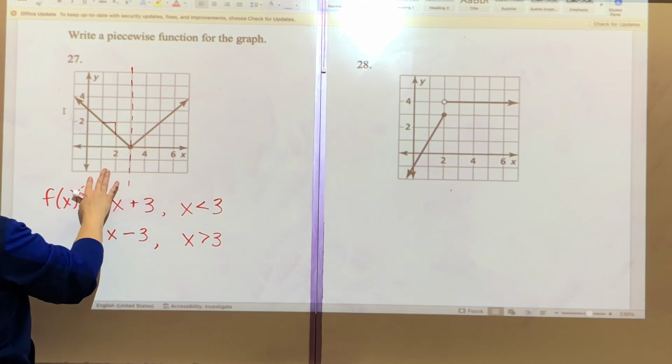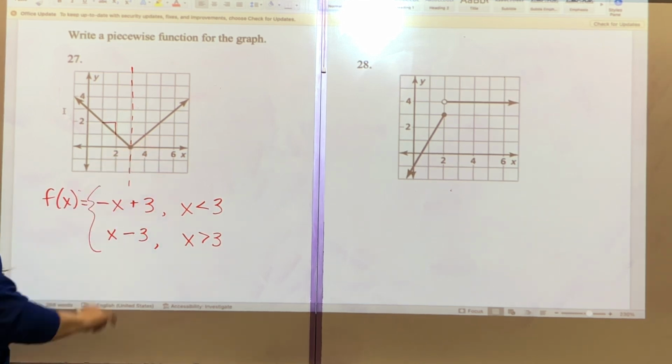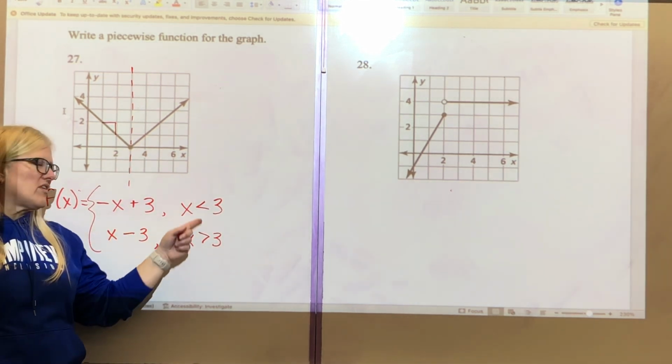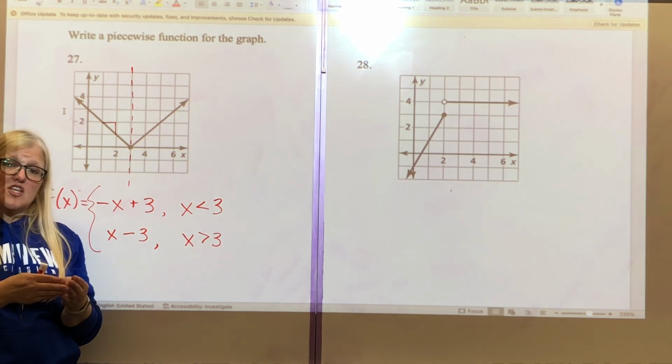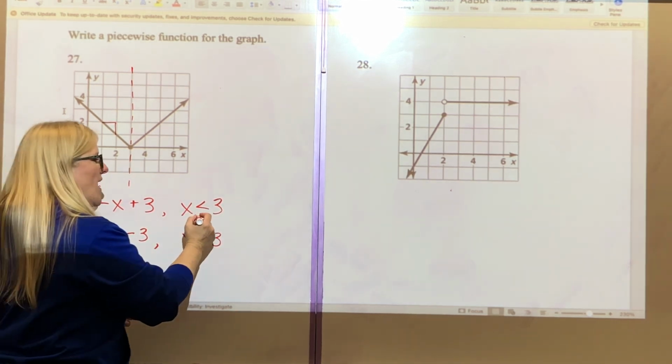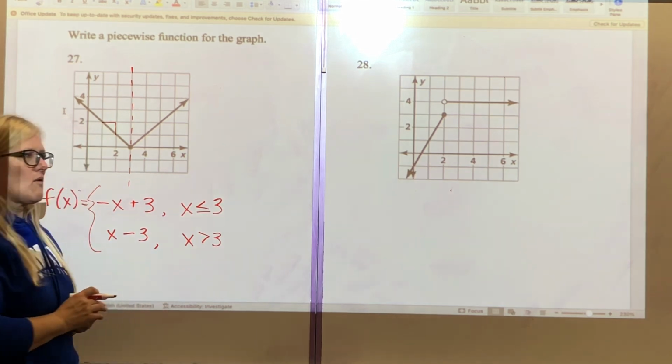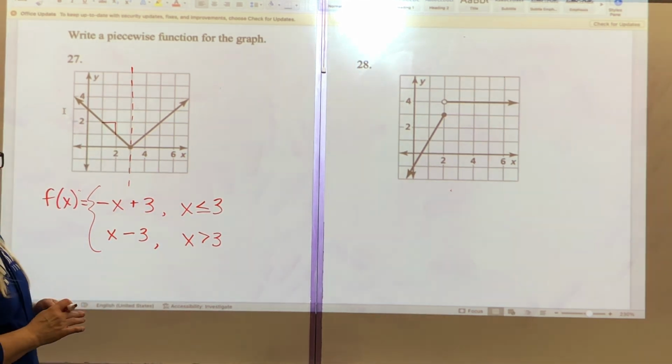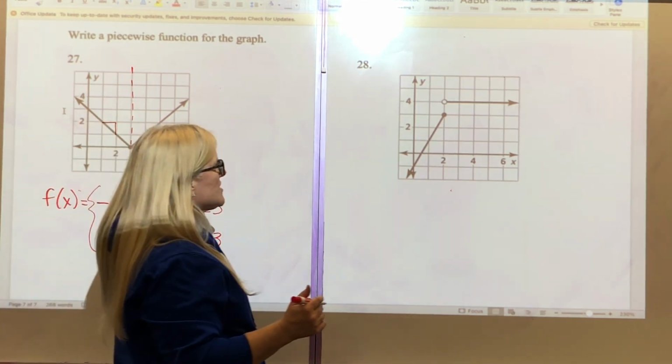But this is filled in. And I can't have both of them filled in, otherwise it wouldn't be a function. It wouldn't pass the vertical line test. So it doesn't matter, I'm just going to pick one. Okay? All right, this one.